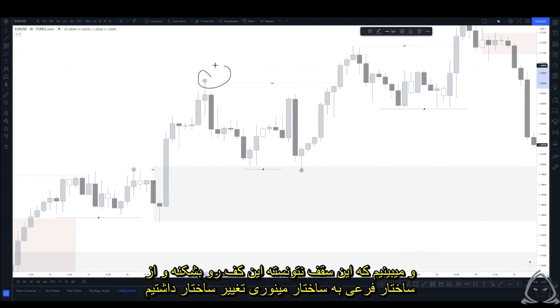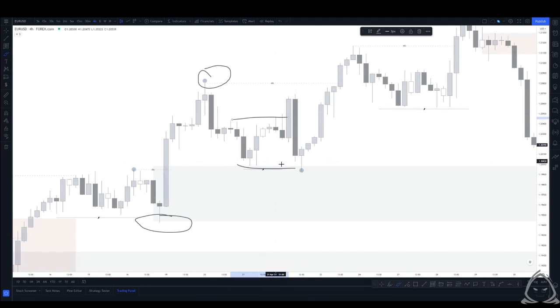And then what we can see is that this high fails to take out this low. We start to switch from substructure to minor structure. We get that change of character. And what we can see is this low was successful in taking out this high, and price then continues to the upside. That's where we get our true change of character.